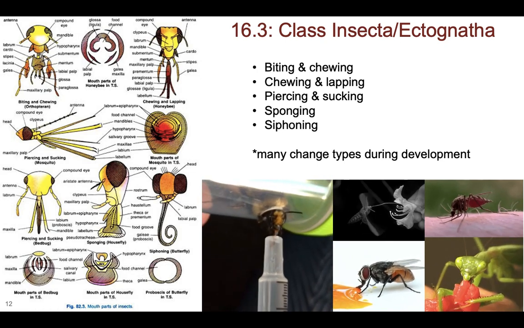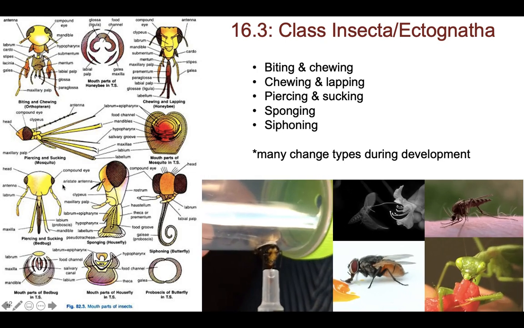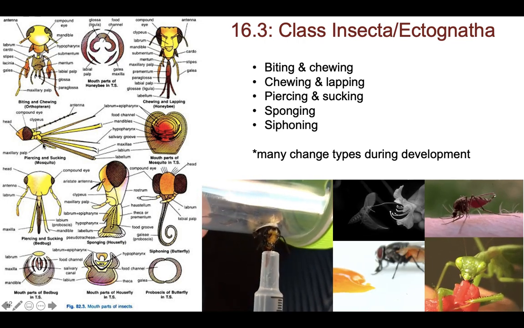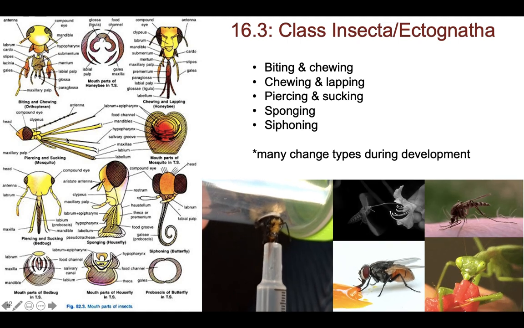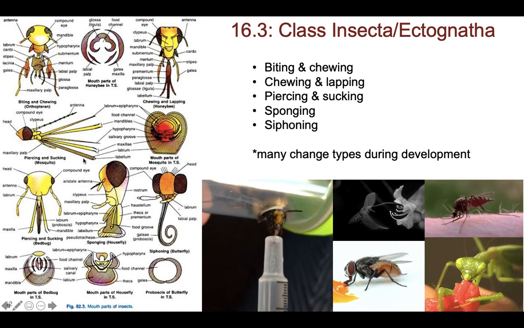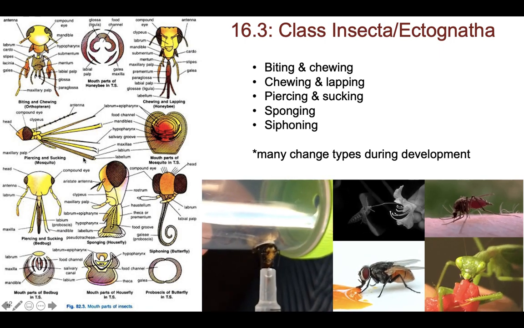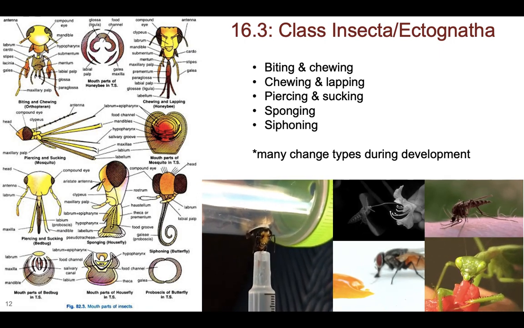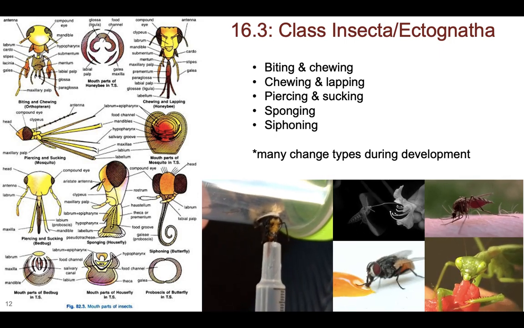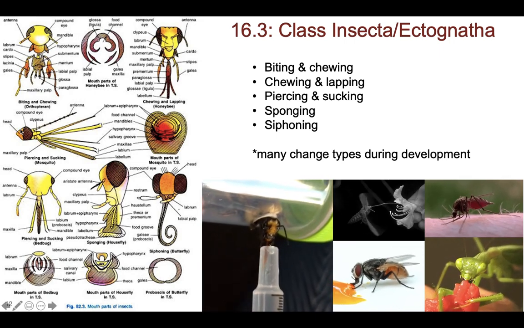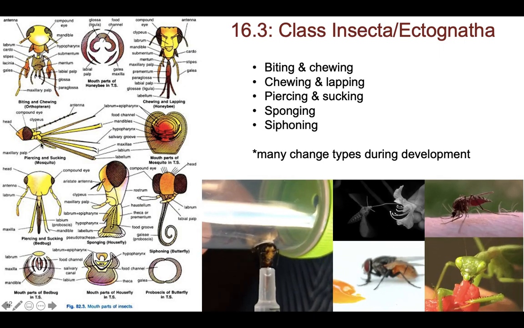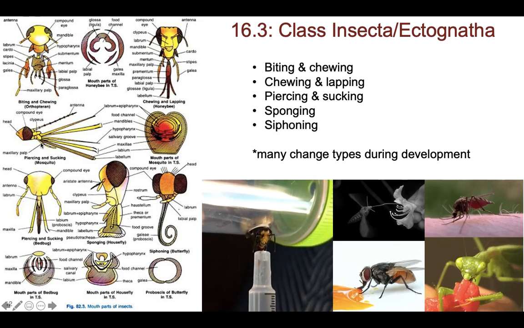Then you can have piercing and sucking mouth parts. Here's a great example from a mosquito. So what they do is their mouth parts have some sort of lancing stylet on them that lets them tear through the tissue of whatever they're eating and then insert their proboscis and drink out the fluids. This can be an animal like a mosquito that pierces through our skin and drinks our blood, or it could be an animal that feeds on the phloem of plants.